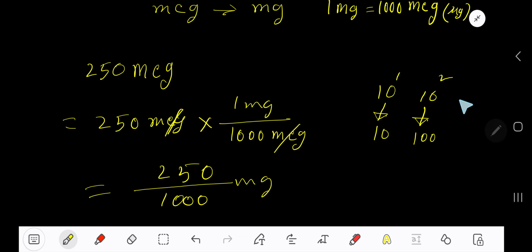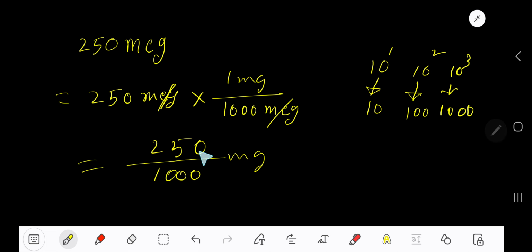milligram. 10 to the power 1 means 10, 10 to the power 2 means 100, then 10 to the power 3 means 1000. Actually 10, 100, 1000 are called powers of 10. To divide a number by a power of 10, just count the number of zeros, and move the decimal from right to left equal to that number of zeros. Number of zeros here is 3, so the decimal point will move from right to left 3 places. As this is a whole number, the decimal point will appear here: 1 place, 2 places, 3 places.